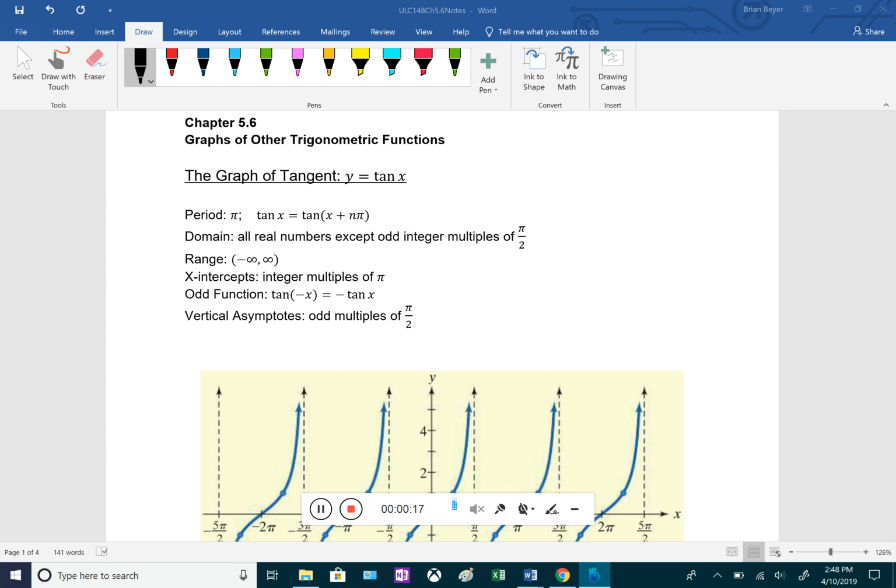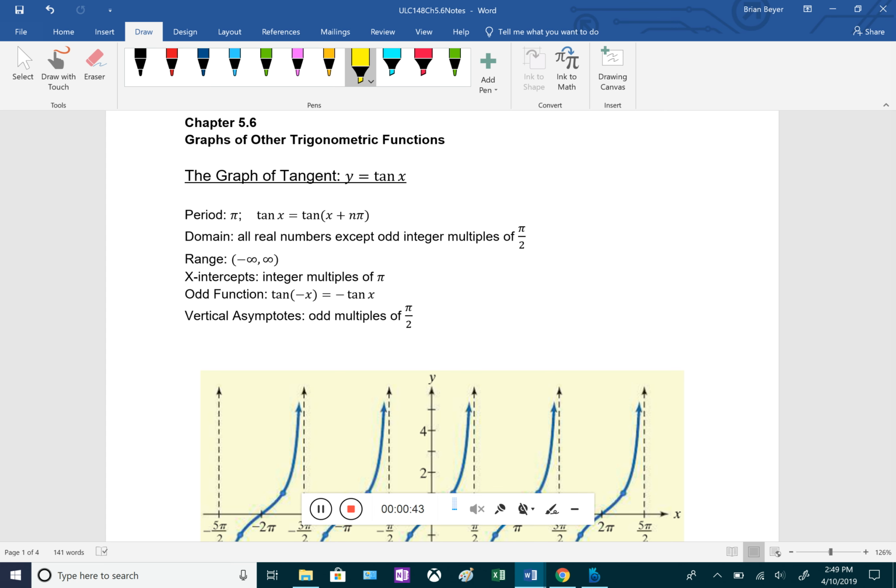So for tangent, the period is not the same as the period of sine and cosine. The period is actually pi instead of 2 pi. That means tangent of x would equal tangent of x plus n pi, meaning we could just keep on adding integer multiples of pi to x and they will end up giving us the same value. So it repeats itself every pi units.